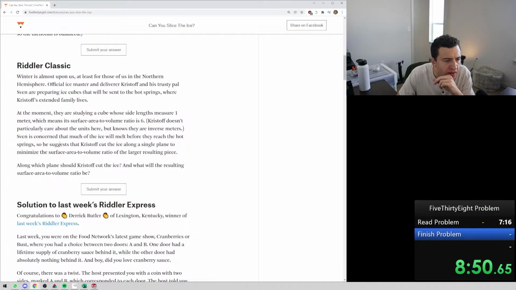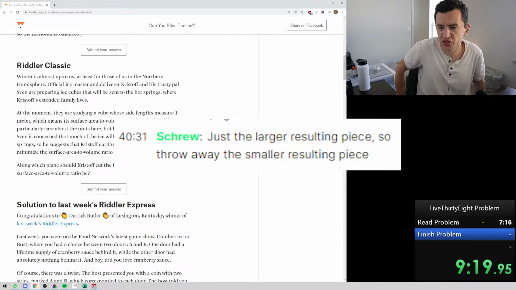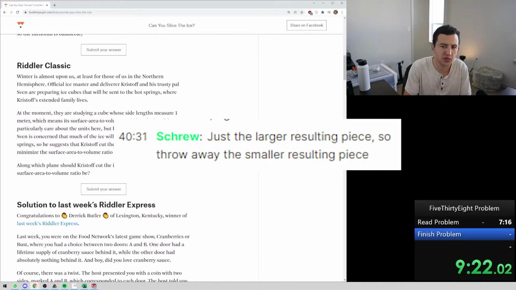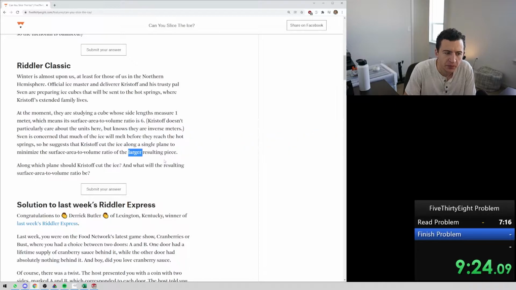They cut the ice along a single plane, of the larger resulting piece. So I think you cut it and then you're only taking the larger resulting piece. Stuart, what are we thinking about that? So just the larger resulting piece, so throw away the smaller resulting piece. That's what I think. And if they're equal, you throw away either one.